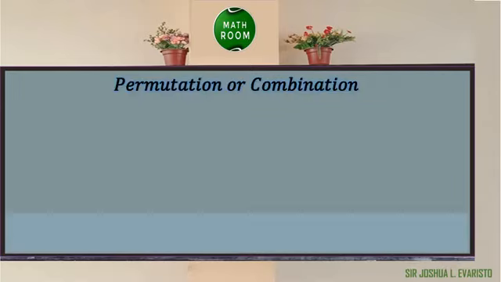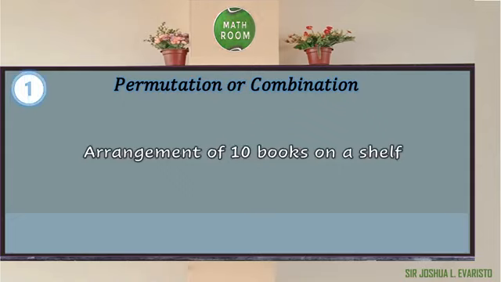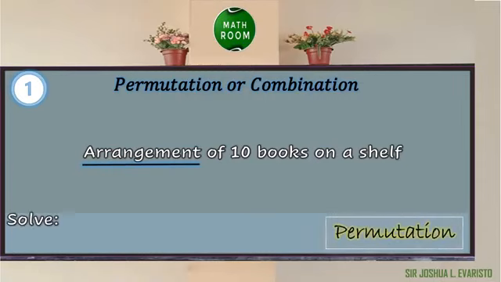Let's have an activity. Determine if permutation or combination is involved in the following statements or questions. Are you ready? Great! Let's start with our first item. Arrangement of 10 books on a shelf. The keyword used is arrangement, which makes it permutation. This can be solved using permutation of 10, 10, since we have 10 books and we're going to arrange them all.